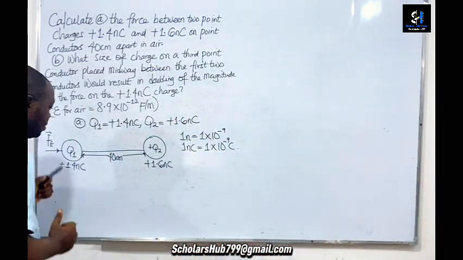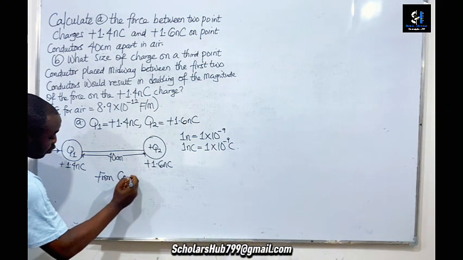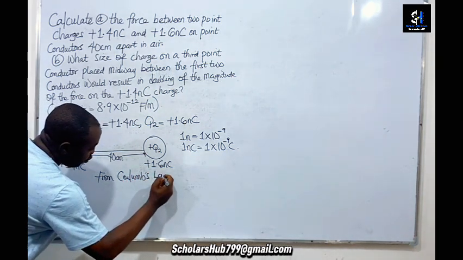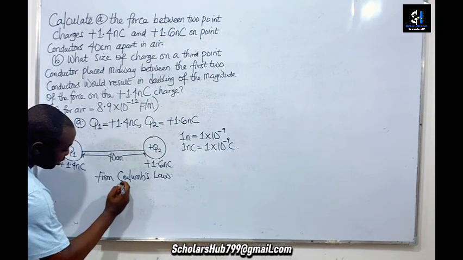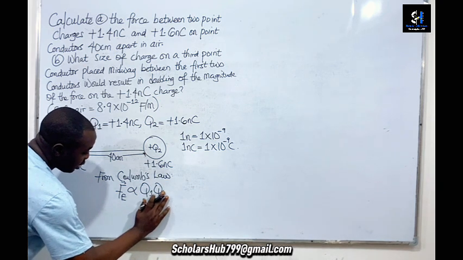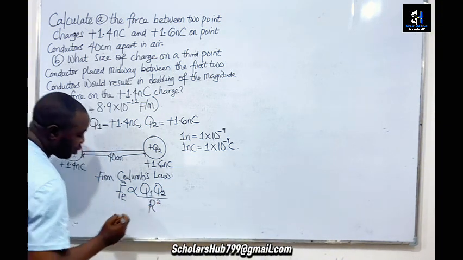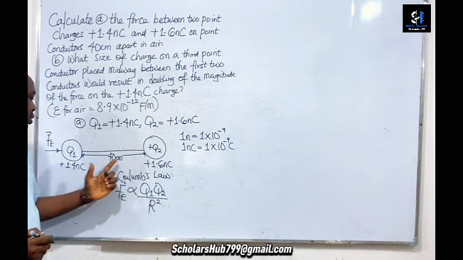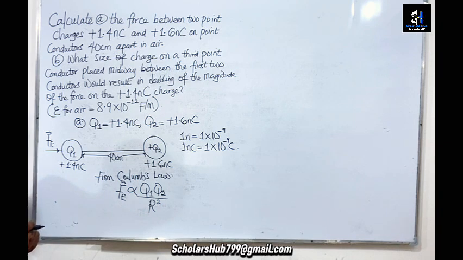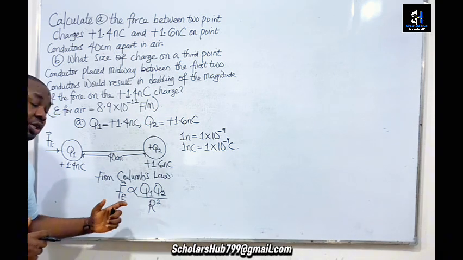So we want to calculate the magnitude of this force. So we have that from Coulomb's law, I want to believe this is the correct spelling. From Coulomb's law, we have that the electric force is proportional to the product of Q1 and Q2, and at the same time inversely proportional to the square of the distance of separation between the two charges.